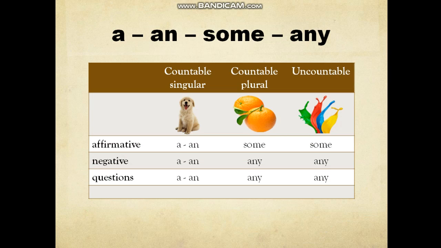Okay. The conclusion is, for affirmative, negative, and questions, it's different from countable singular, countable plural, and uncountable. For countable singular, affirmative, we use a and an. Negative is also a and an, and questions is also a or an.